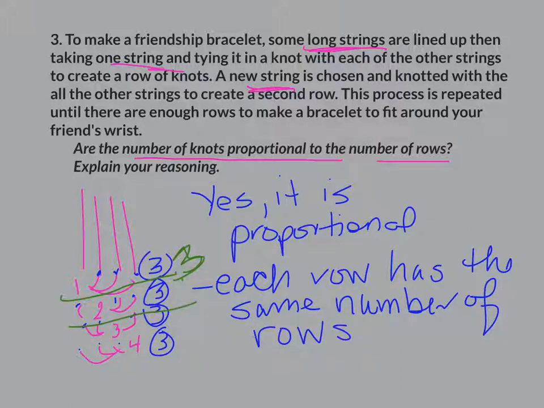2 times 3 is 6. 3 times 3 is 9. 4 times 3 is 12. You can see how they go up proportionally. And every one of those, if I were to reduce them, would give me back that 3. So the answer again is yes, and that's because it increases by the same number each and every time, which again would be our constant of proportionality.